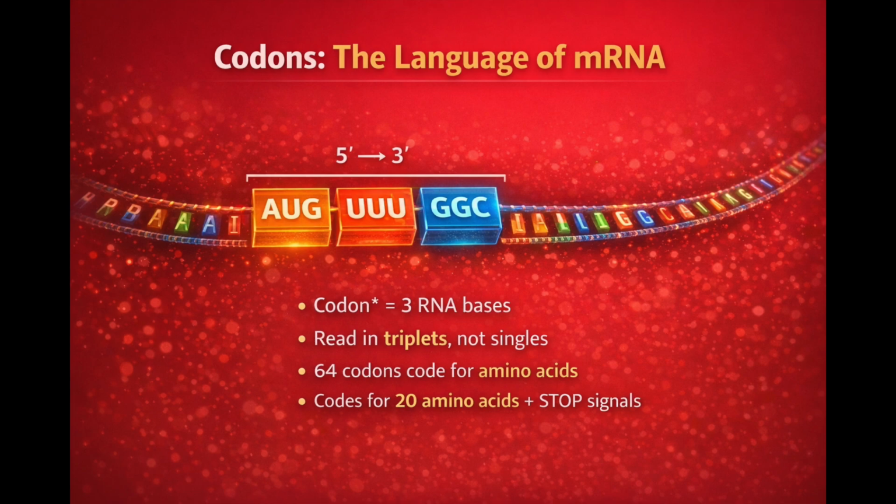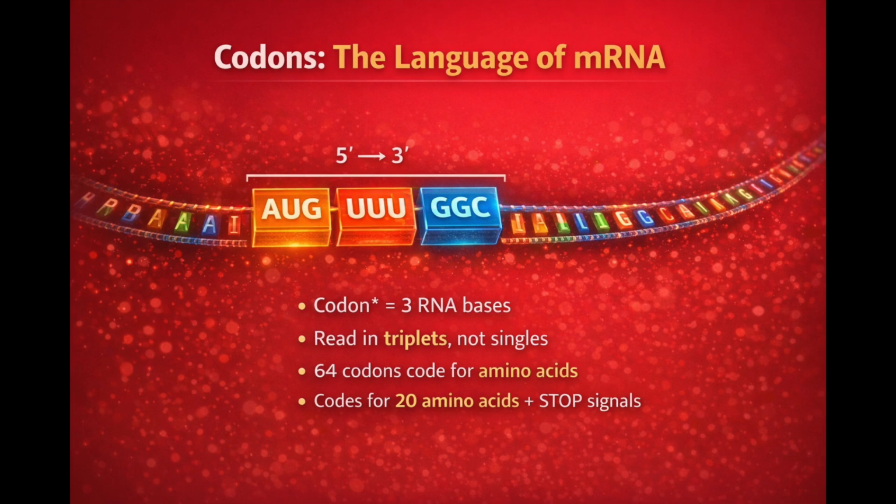Here we zoom in on messenger RNA, or mRNA. Unlike DNA, which stays protected inside the nucleus, mRNA is meant to be read, and it's read in a very specific way. Notice how the RNA strand is divided into groups of 3 bases: AUG, UUU, and GGC. These groups are called codons. A codon is a 3-letter word written in the RNA alphabet, and this is critical. mRNA is never read one letter at a time. It's always read in triplets.